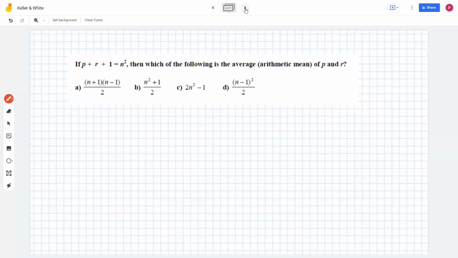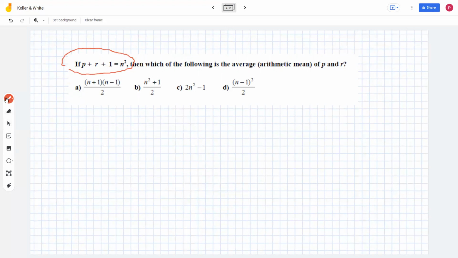Okay, let's do another one. If p plus r plus 1 equals n squared, which of the following is the average of p and r? Now, if you're good at algebra, you can look at this and come up with an algebraic way to get the answer pretty quickly. But what if you just don't think of that? I still see variables in the question. I see variables in the answers. I'm going to make up numbers, but this time I have to make up numbers for all three variables. There's a p, an r, and an n. I have to make up all three of them, and I have to make up numbers that fit the problem. This is a little harder than last time. Last time we just had to pick an n. Now we've got to come up with numbers that make this true.